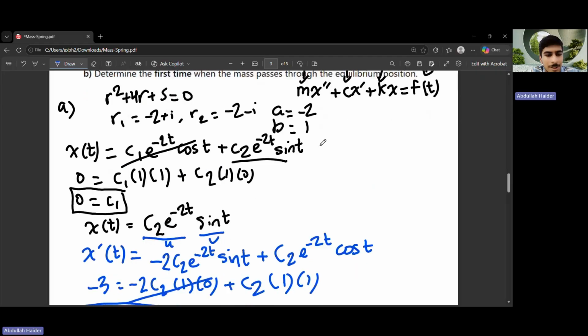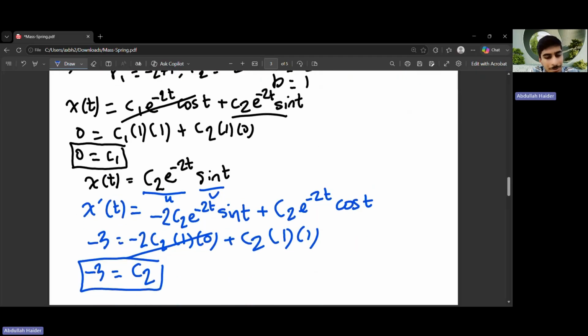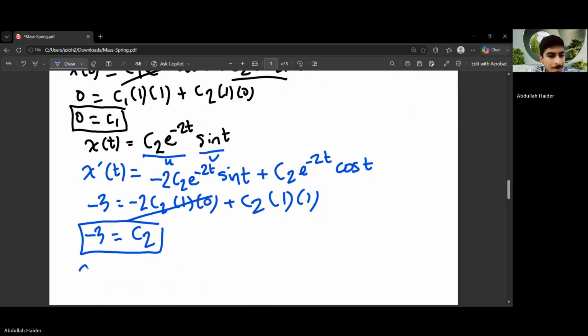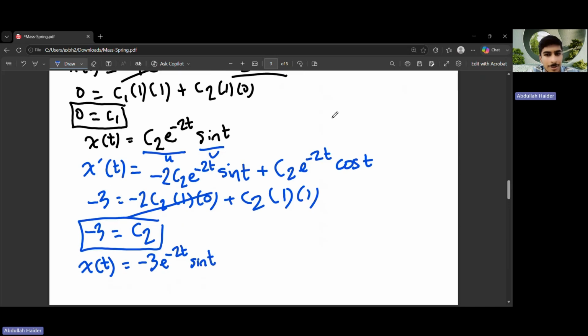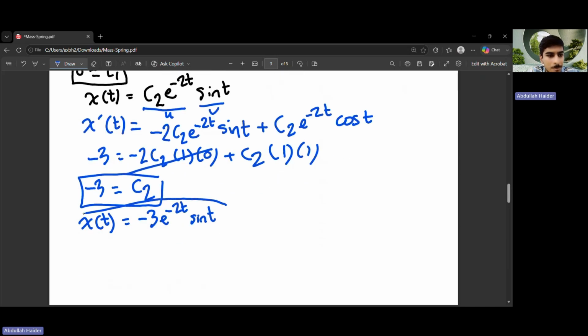Finally, you can write your x of t. I'm used to these mistakes. So x of t is minus 3 e power minus 2t sine t. This is your x of t. Final answer for x of t.